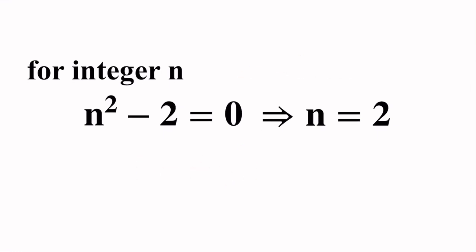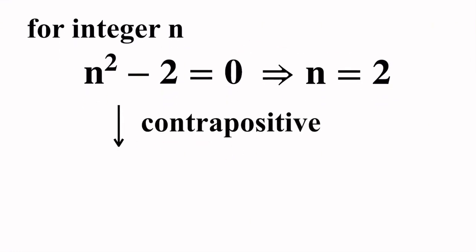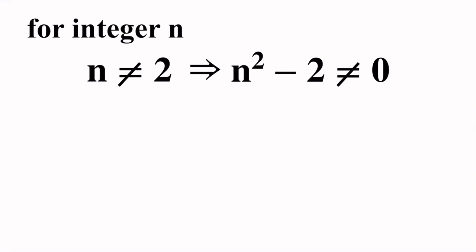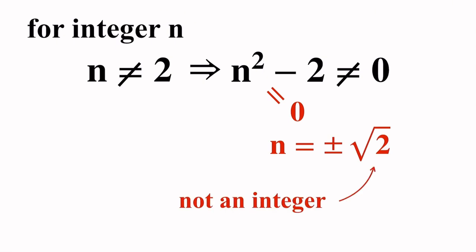Let's prove it. Instead of proving the statement directly, we will prove the contrapositive. The contrapositive is, if n is not equal to 2, then n squared minus 2 is not equal to 0. This is actually obvious. If n is an integer and not equal to 2, then n squared minus 2 can never be 0. Why? Because n squared minus 2 equals 0 only when n equals plus or minus the square root of 2. And the square root of 2 is not an integer.